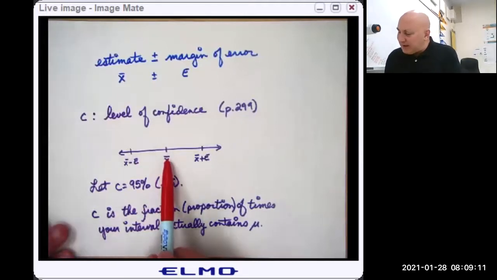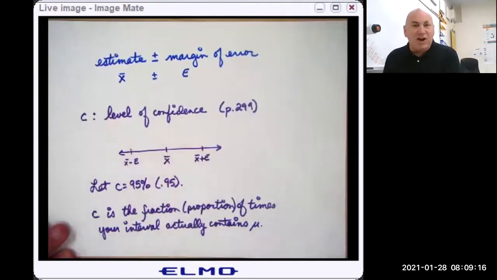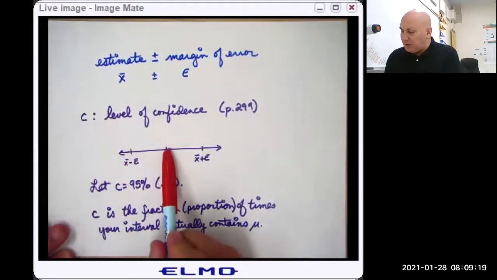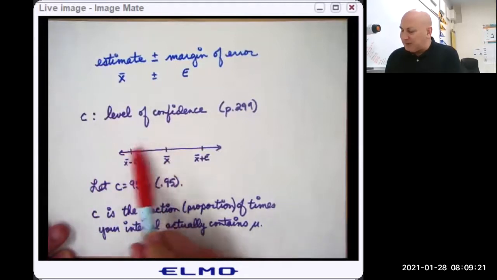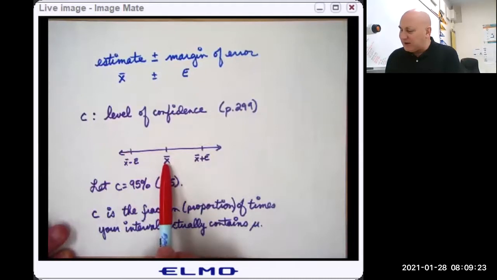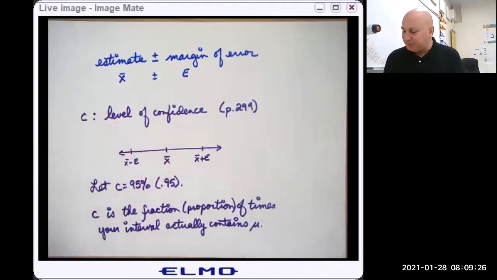So what we have here is X bar. It's going to be in the middle of what's known as a confidence interval. You go X bar minus E and X bar plus E. So X bar is right in the middle. Well, as a very common example, let's let C, our confidence level, be 95%. C is the fraction of times that your confidence interval that you would create actually contains mu.